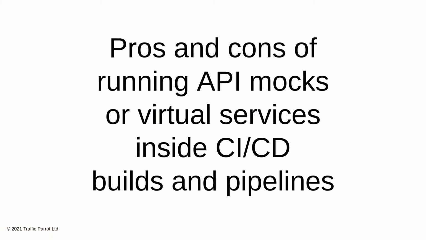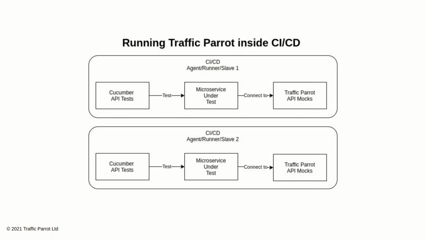Hi, so a quick summary of the pros and cons of running API mocks or virtual services inside builds and pipelines. In the first scenario, we've got your tests and the microservice under test or system under test and those API mocks or virtual services running inside your CI/CD build agent, runner, or slave. In this case, we've got two of those running in parallel.